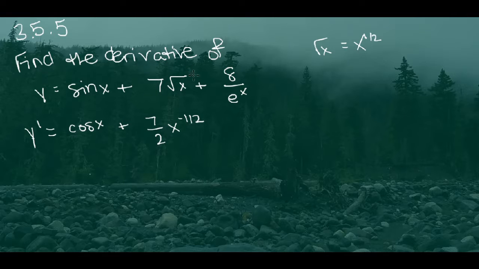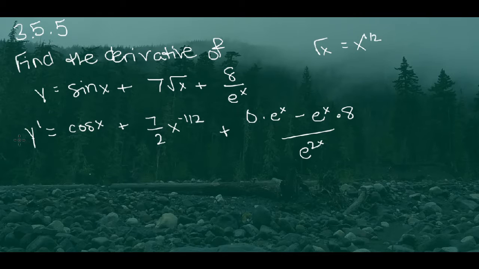Okay, now this last term, this 8 over e to the x, I'm going to have to use my quotient rule for that, right? So what does the quotient rule say? Well, it says that for this 8 over e to the x, I take the derivative of the top times the bottom. So derivative of the top is 0 times the bottom, that's e to the x. And then I subtract the derivative of the bottom, which is e to the x, times the top, which is 8. And then I divide it by the bottom squared, so e to the 2x.